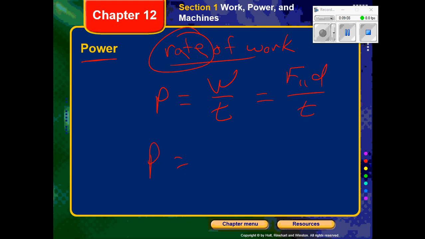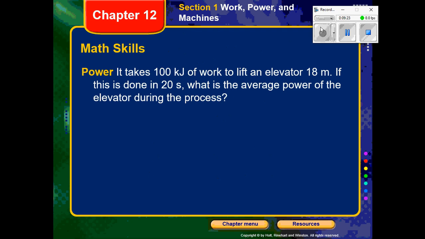So when we talk about power, we're always talking horsepower, right? But when we do science power, it's watts. That's the label for your power, is watts. Okay. So here's a little example of that.